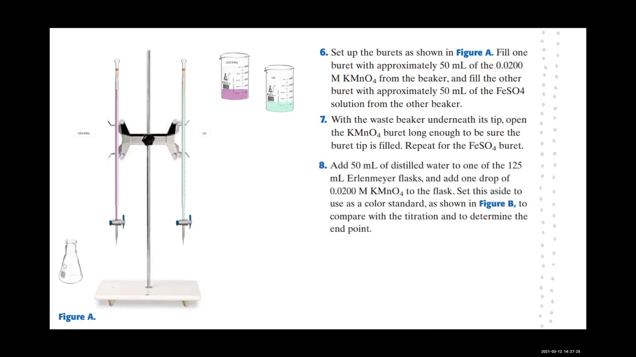Add 50 milliliters of distilled water to one of the 125 milliliter Erlenmeyer flasks and add 1 drop of the potassium permanganate to the flask. Then you're going to set this aside to use it as a color standard for comparison later on in the titration.